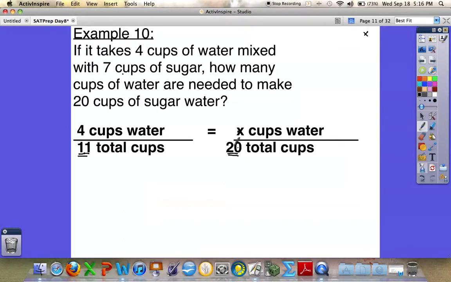So we say x over 20 equals 4 over 11, and again, you can cross multiply. And when you do so, you get 80 equals 11x. So x is 80 over 11. Strange number, but there you have it.